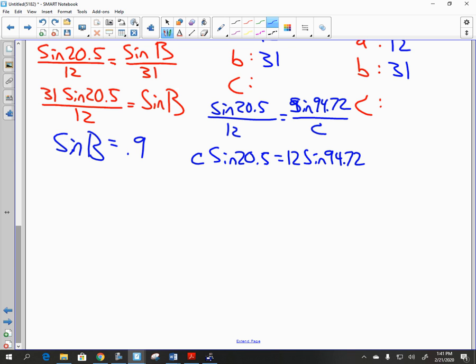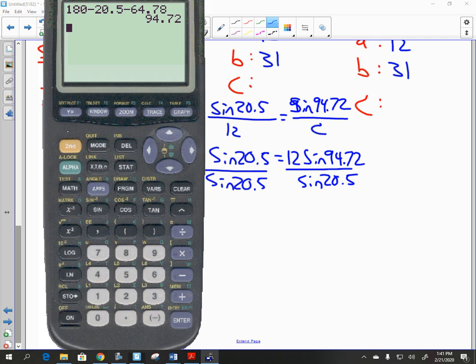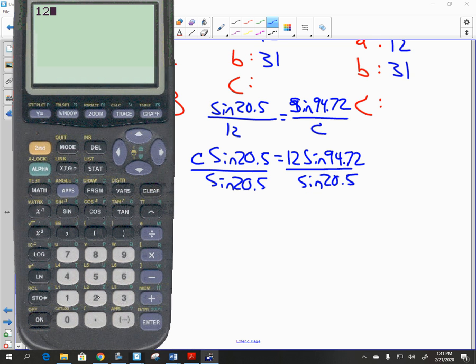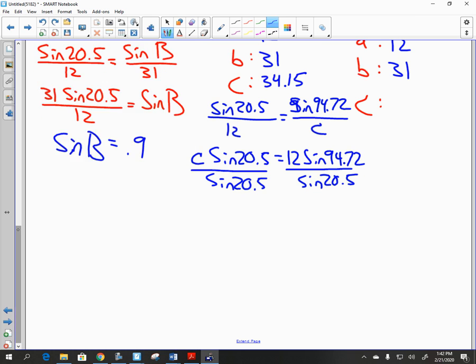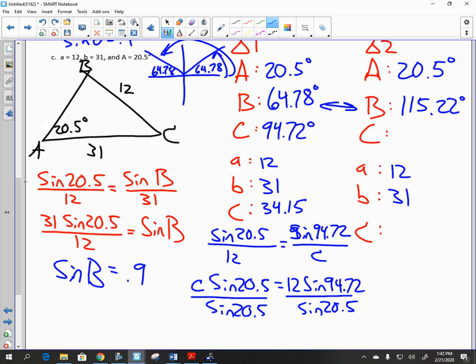How do I solve for that? Divide both sides by sine of 20.5. So 12 sine 94.72 divided by sine of 20.5, and I get 34.15. Does that make sense? It should be my biggest side. Yeah, that's the biggest angle, right? So 34.15. So that finished off triangle 1.